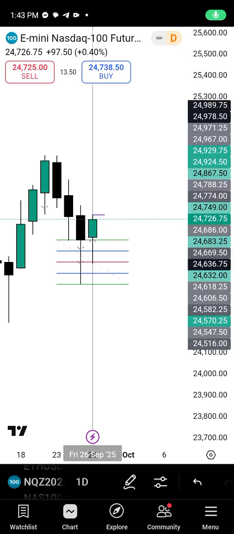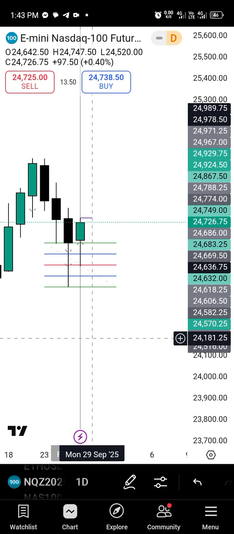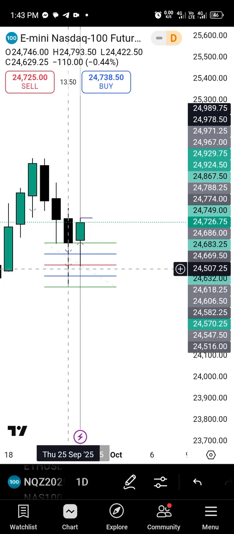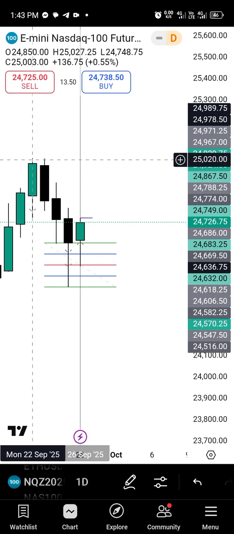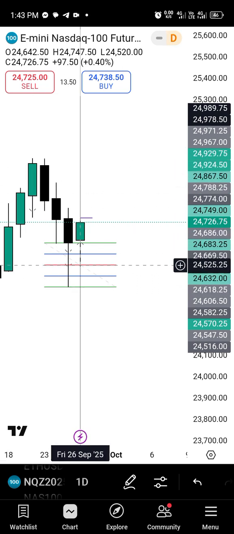Alright guys, another day of applying what I have learned so far from ICT's recent teachings. So here this is Friday. I was expecting Friday to retrace into the range of the high of Monday to the low of Thursday. So I was expecting Friday to retrace into that range.